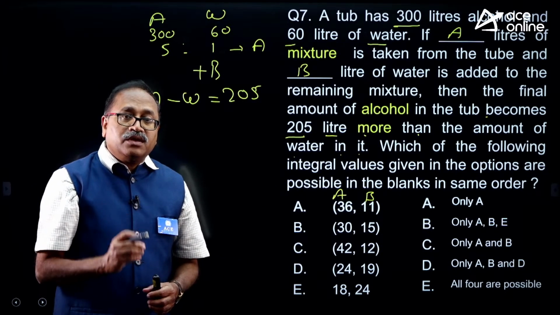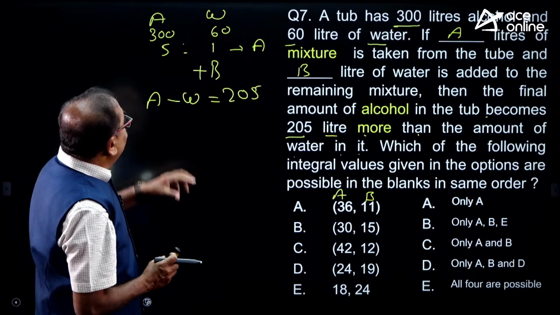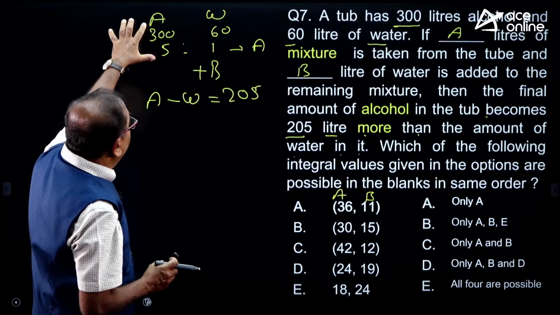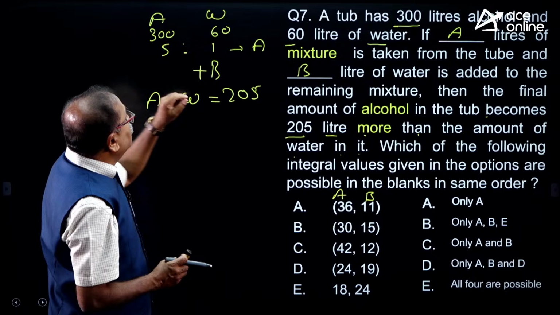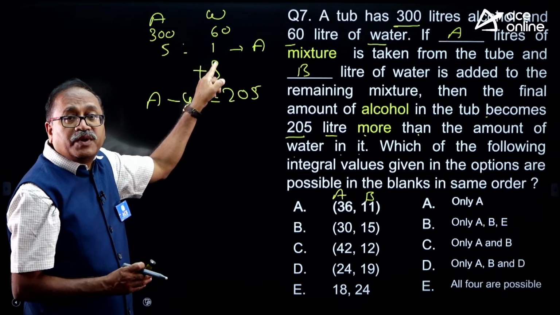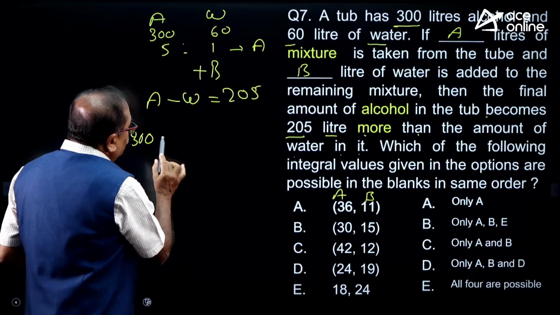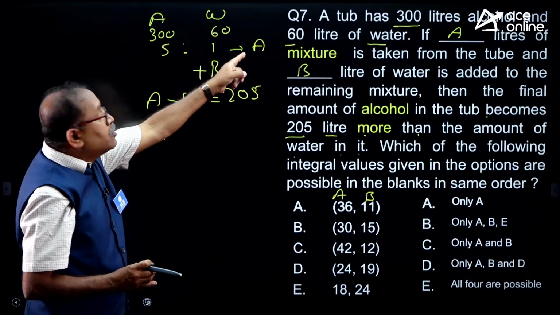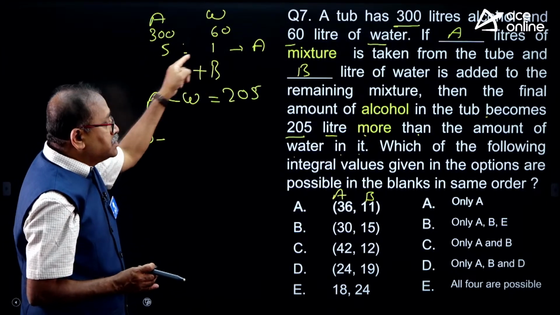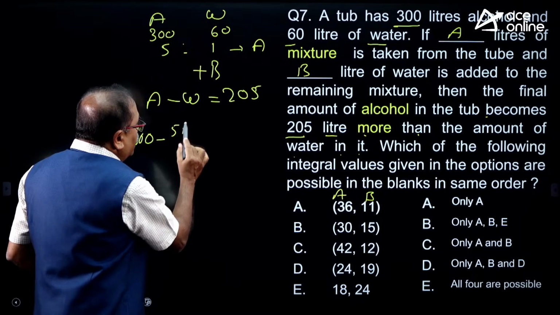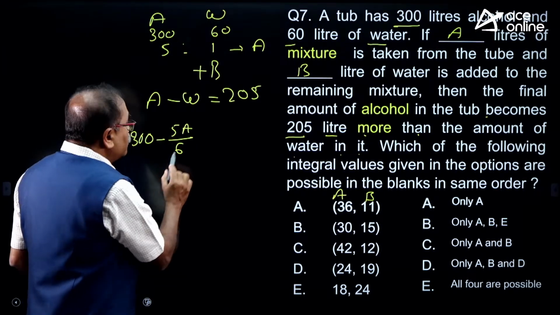So you need to frame the equation here. How will you frame the equation? From 300, how much is gone? Whatever you are taking out will be 5 parts out of 6 parts. So that is 300 minus, A quantity is taken out, so 5A by 6. You have taken out this one.